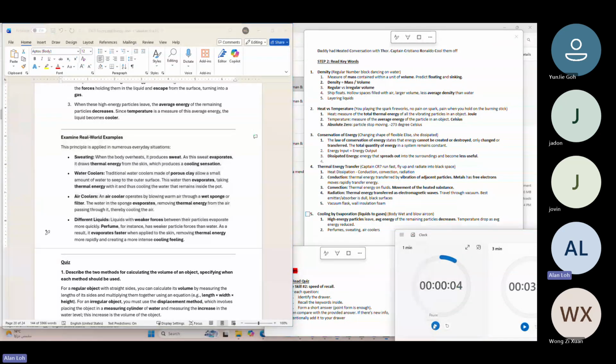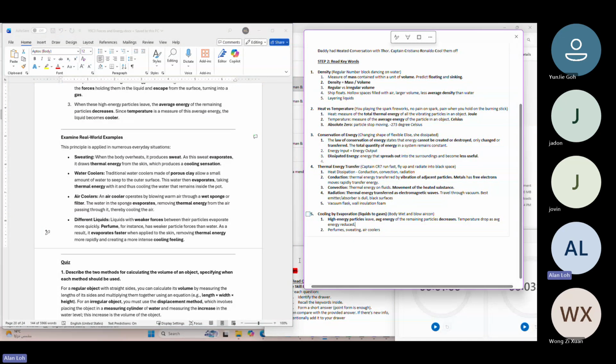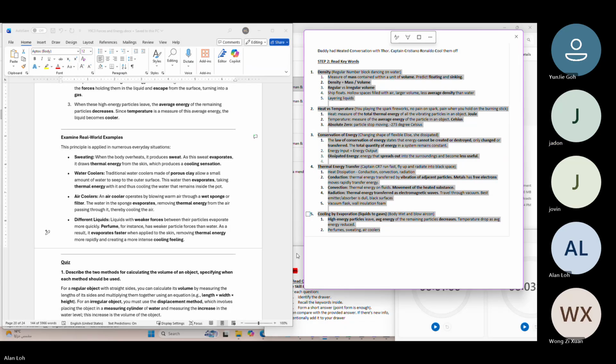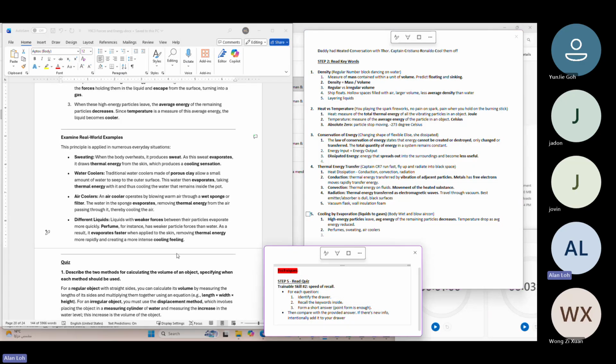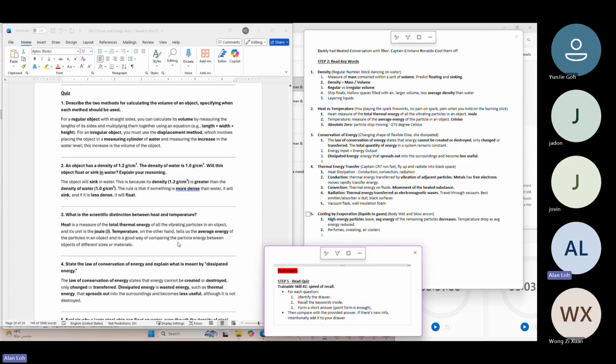Okay, done. Finish reading this part. I think by now you should feel stronger that you understand this 5 drawer much better than 1.5 hours ago. Right. And now let's go to the next steps, which is the quiz.